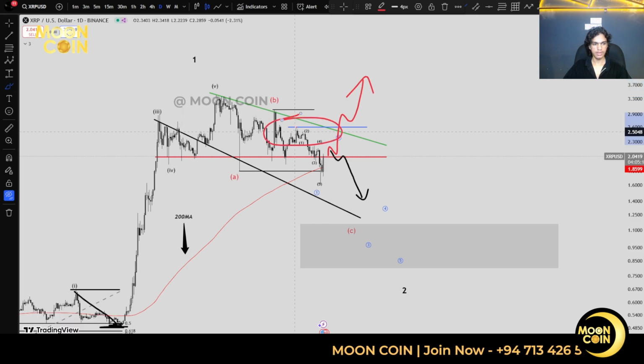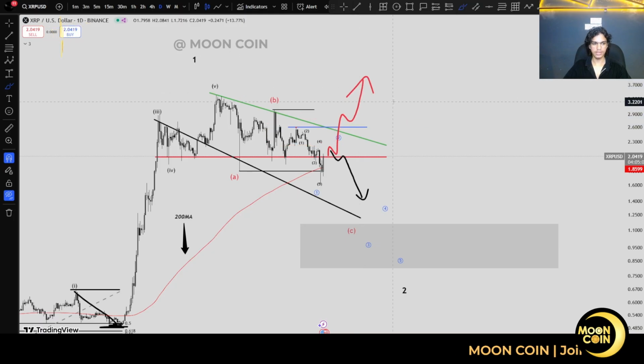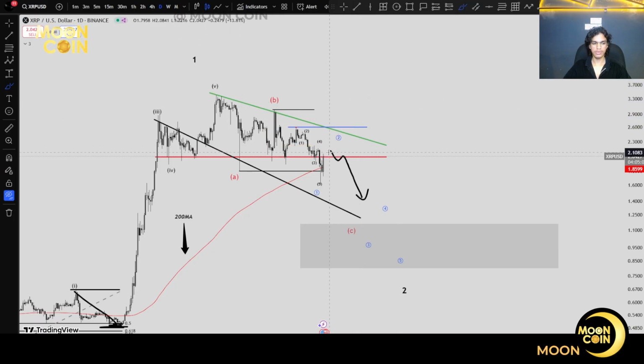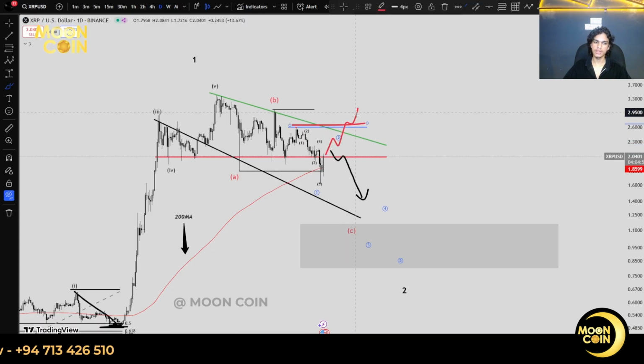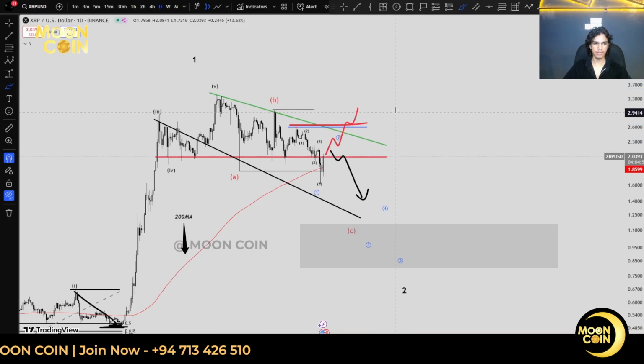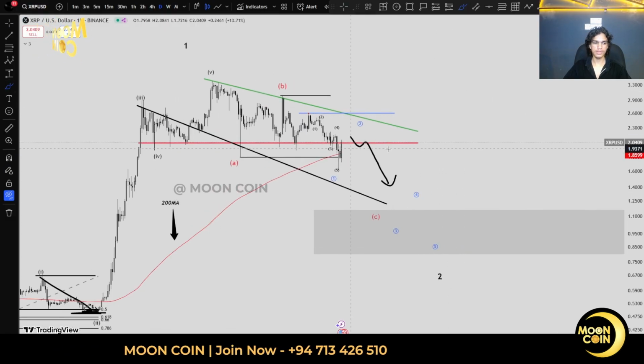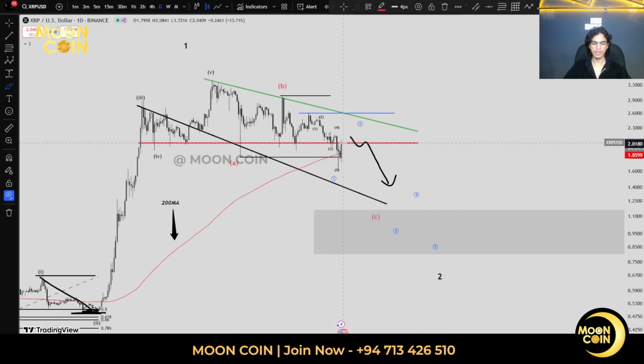If this breaks, then we can expect a higher high, but the probability is less. I'll repeat it again: if the market bounces and breaks this level, then this could be bullish, because this is also a descending trend line. I hope that won't be happening. Most possibilities are for the downside, so I'm expecting a drop like this.